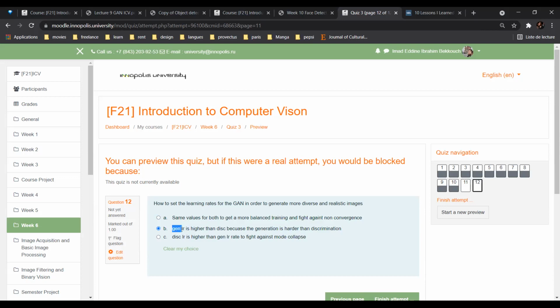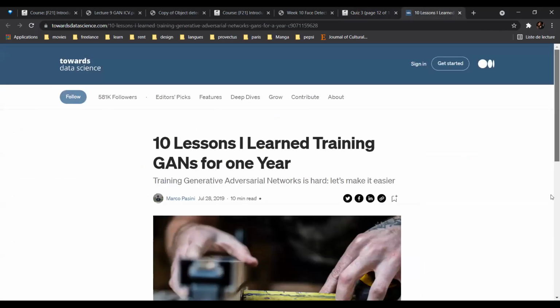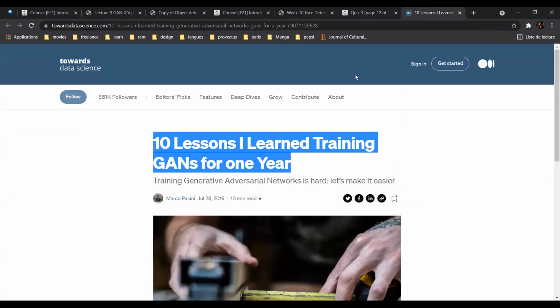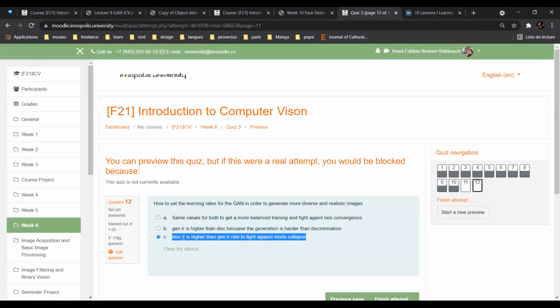The generator learning rate is higher than the discriminator because generation is harder than discrimination. Again, pretty absurd. And the last one is the discriminator learning rate is higher than the learning rate of the generator to fight against mode collapse. And this is what you're going to find inside this article, very clear. You will find it in 3 different tips, right? This is the most important tip inside the whole article, which is the two time-scale update rule, or something like that, TTUR.